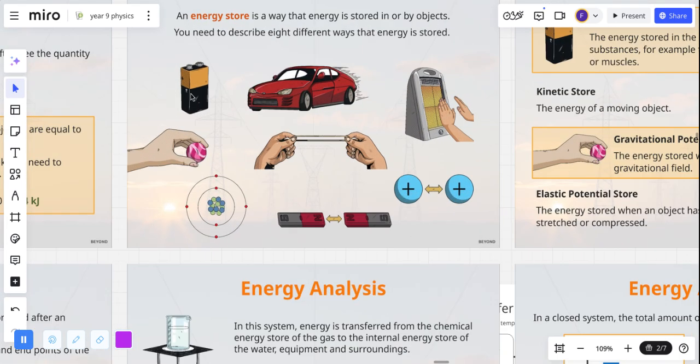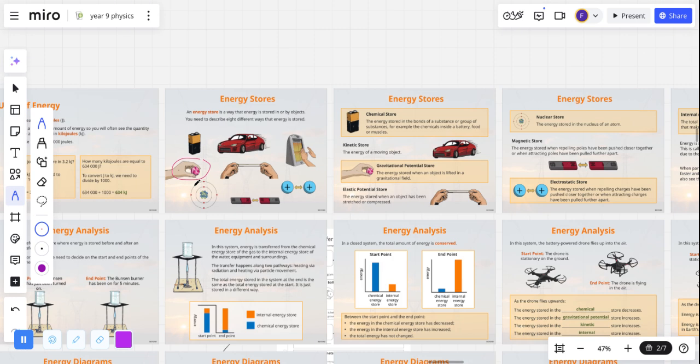We've got chemical, kinetic, elastic, magnetic, electrostatic, heat, thermal, internal, nuclear. This one here I've just kind of slowed down on. Questions like this are not that straightforward because it doesn't give you enough information. Anything to do with something high off the ground is gravitational potential.